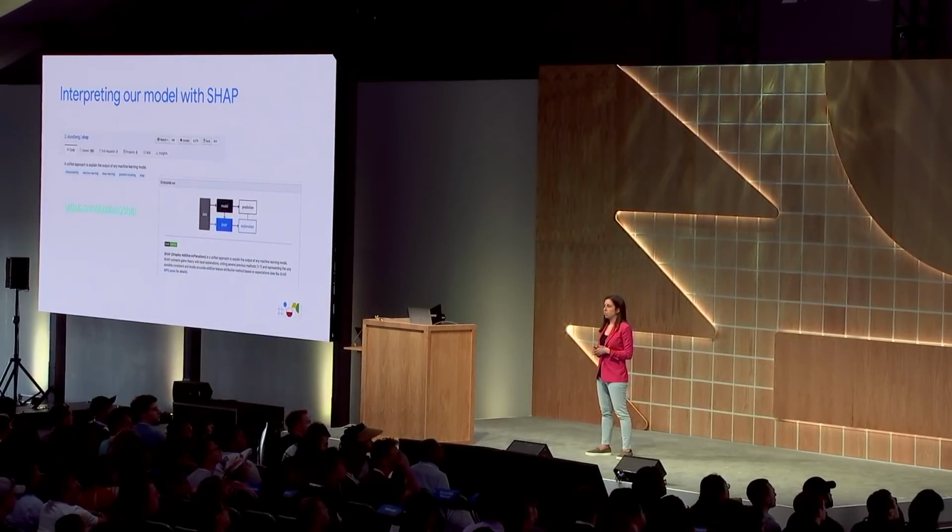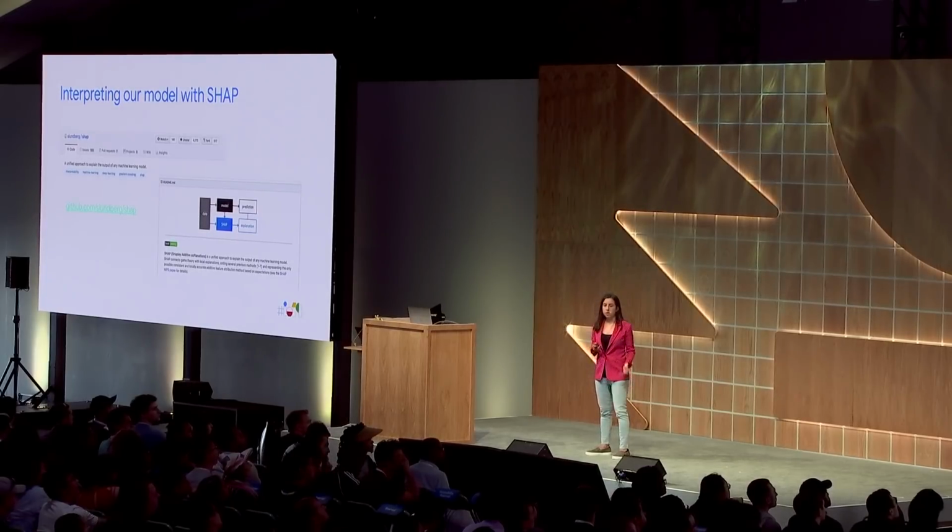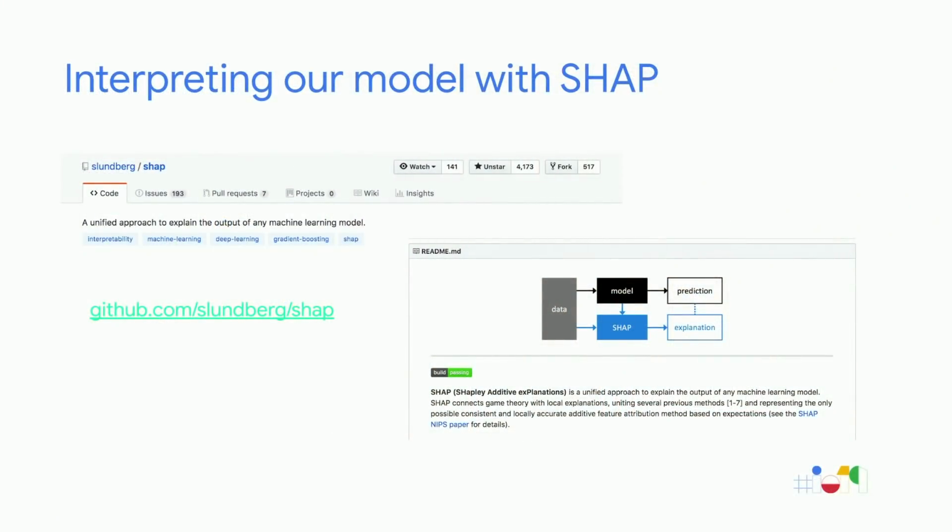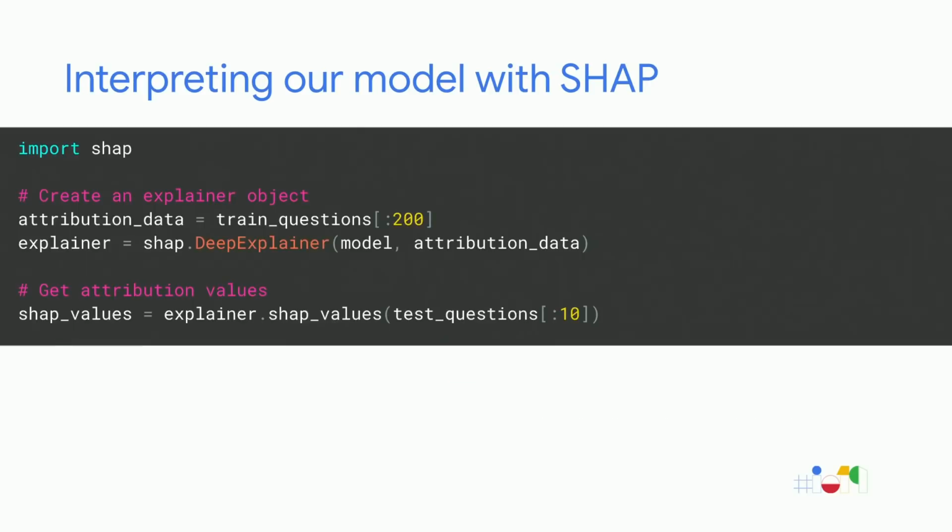Luckily, there's a lot of great tools to help you do this. I'm going to look at one open source tool called SHAP. What SHAP will let us do is interpret the output of any machine learning model. So we'll use it here for our tf.keras model, but we could use it for any type of model. The way SHAP works is we'll create what's called an explainer object, passing in our model and a subset of our training data. And then SHAP returns these attribution values.